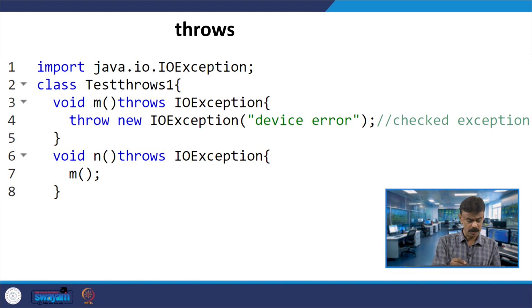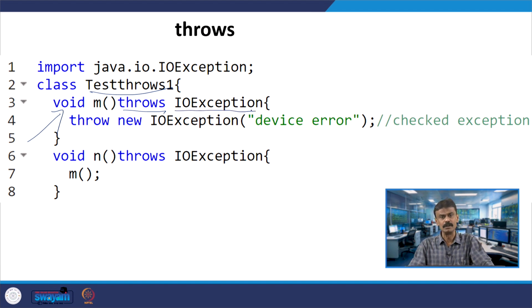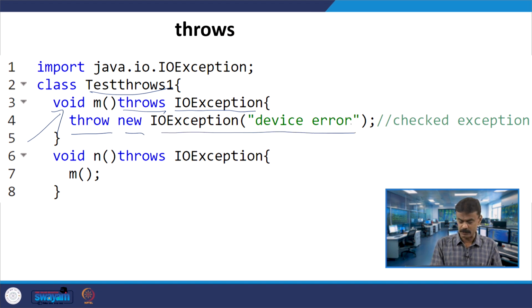Here we are going to see a class, which I am naming TestThrows1. Here I have a member function void m, which uses throws IOException. That means I am expecting some exception in this function. You are defining throw new IOException, device error.